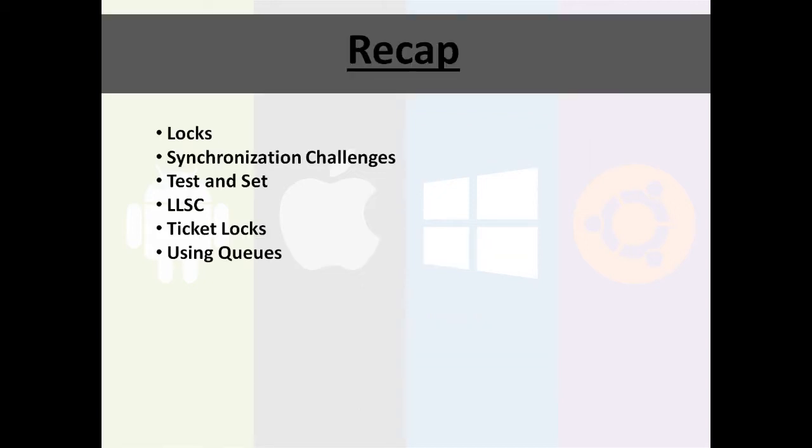But before we get into that, obviously just a quick recap. Like I mentioned last week, we looked into locks, some specific synchronization challenges, such as the too much milk problem, and then approaches to utilizing and implementing locks such as test and set, LLSC, ticket locks, and the last one that we looked into was using queues. And while we were looking at all these different approaches to implementing synchronization, we also looked at how we can measure their different performance using some metrics.